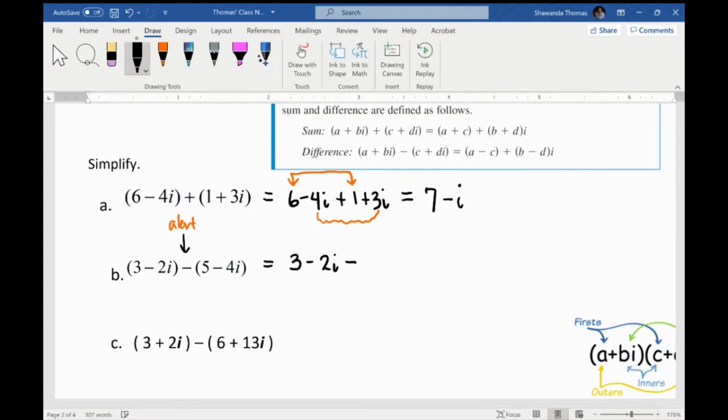Parentheses, 5 minus 5, 4i plus 4i. Very good. I wanted to see, when you drop the parentheses, do you multiply the negative through that parenthesis?